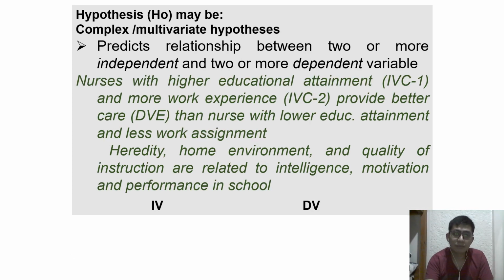So complex or multivariate. It predicts relationship between two or more independent or two or more dependent variables, such as nurses with higher educational attainment, that's independent variable 1, and more work experience, independent variable 2, provide better care than nurses with lower educational attainment and less work experience. So we have a lot of independent variables and dependent variables.